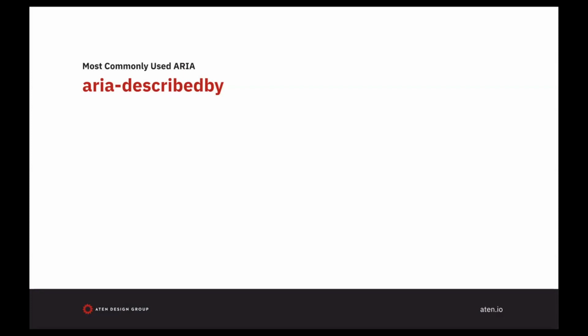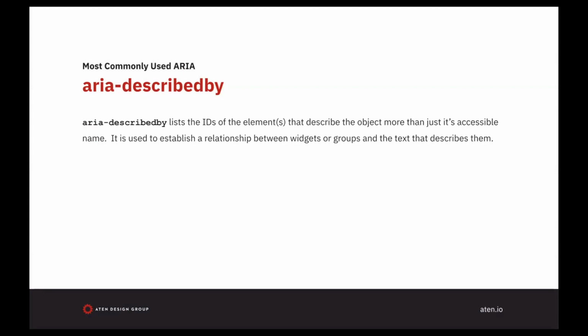ARIA describedby is another one that we see pretty often. It lists the IDs of the elements that describe the object more than just its accessible name. It is used to establish a relationship between widgets or groups and the text that describes them. ARIA describedby must reference content strings in the current DOM. However, it can be visible or not.